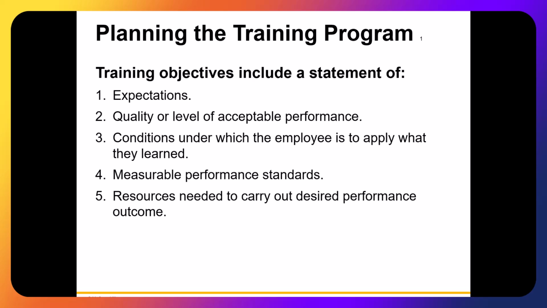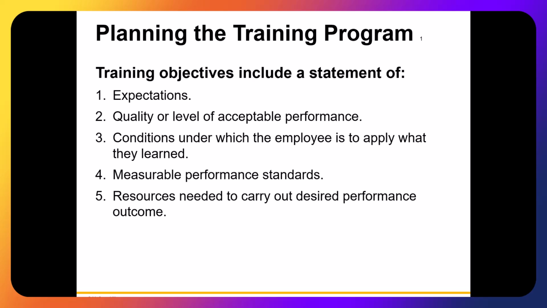Quality or level of acceptable performance. Again, you got to know what is the gold standard and what is below that. And now you got the gold standard, but you got to say what is acceptable performance. Everybody can't be an all-star, but they can be performing at a level that you say is acceptable, and you have to understand what that is too.